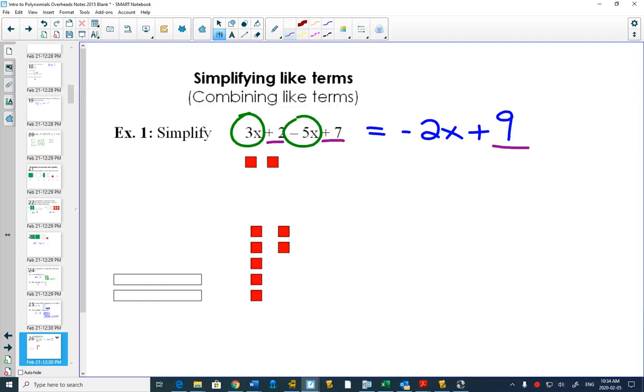Because if you took 3 and you subtracted 5, you would get negative 2. And so what I've circled there, those are like terms. That was, I said, a very important definition that we had the other day, the idea of like terms. Because if things are alike, you could put them together.